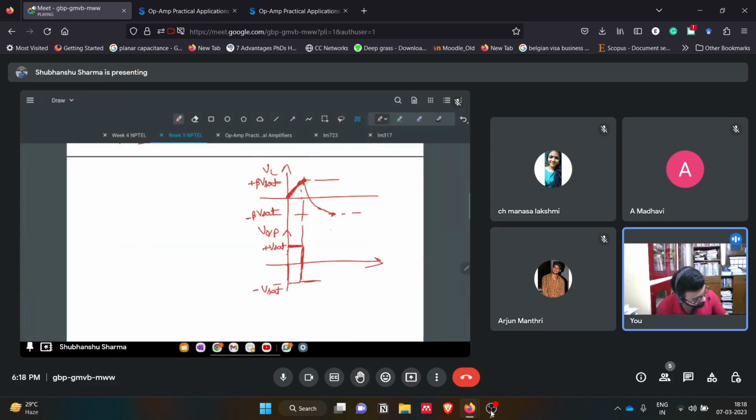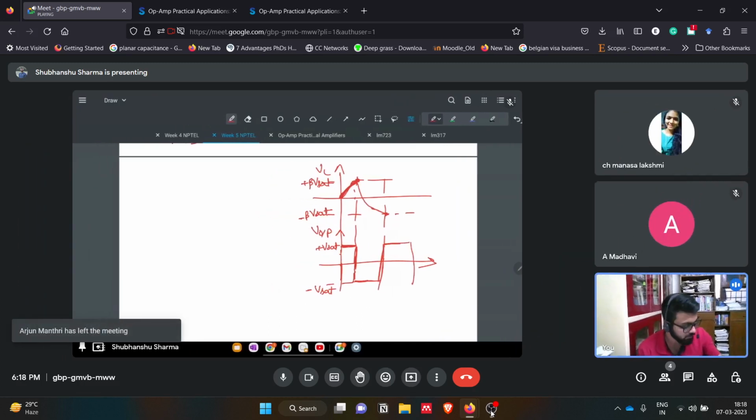So we will get a waveform like this. This is negative, the plus beta Vsat, then again this, then this.